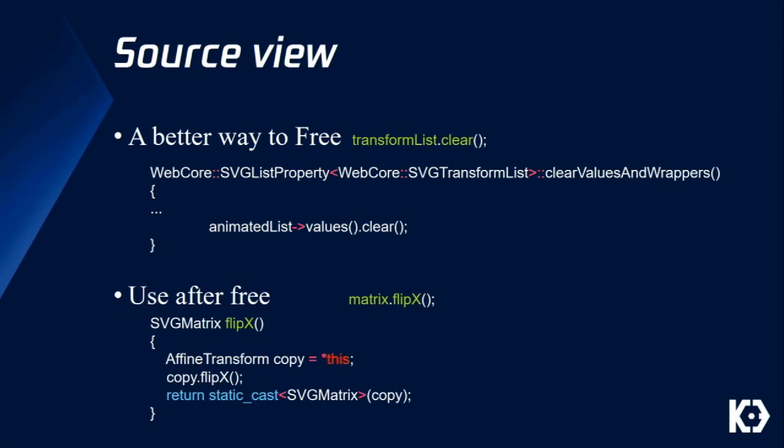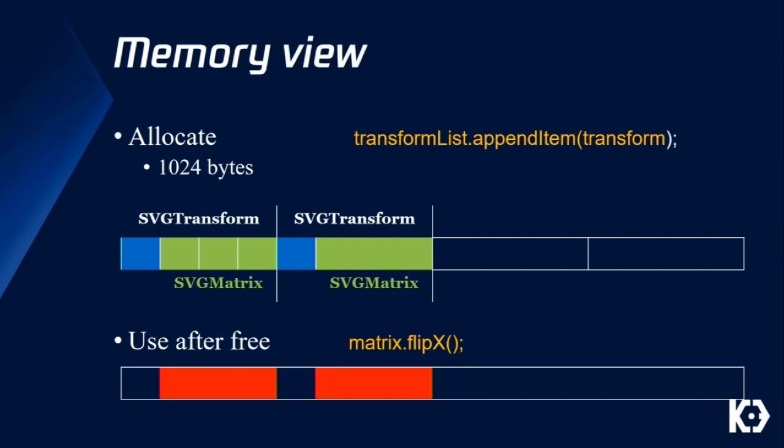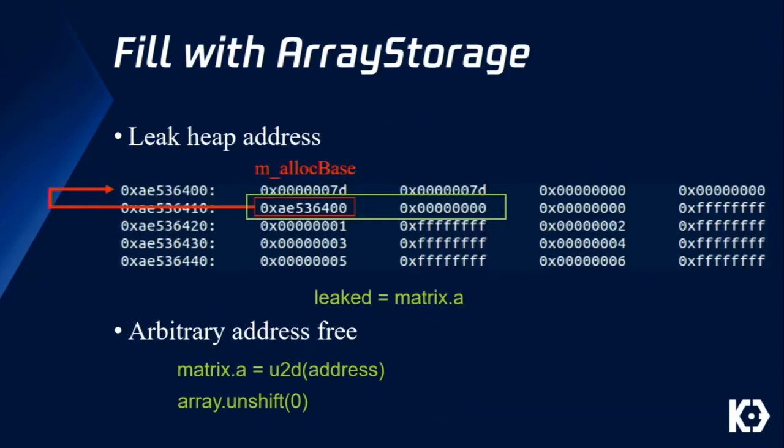So we can put the structure we want right in the place the old buffer occupied before. After that, we can access the new structures by accessing the matrix element. From the view of memory, SVG matrix is part of SVG transform. So after the buffer is freed, we can directly read and write the freed memory by getting or setting the property of matrix. So in our exploit, after the buffer is freed, we filled it with the structure array storage.